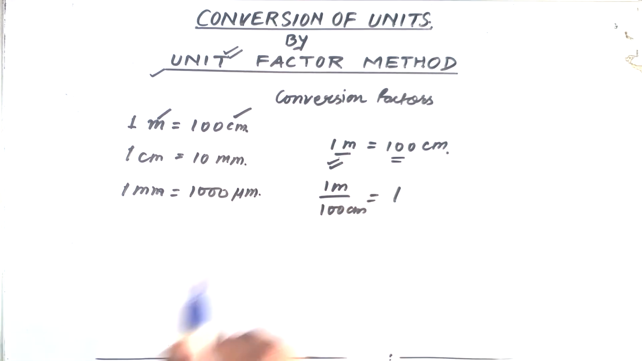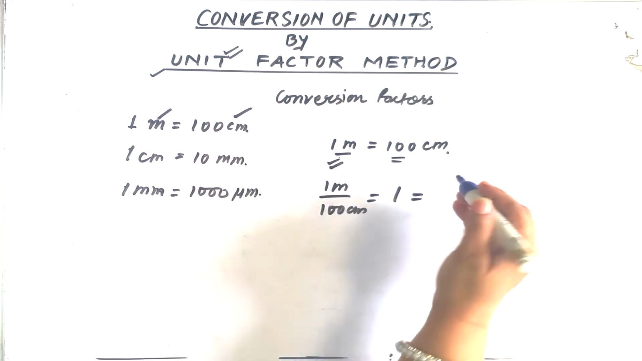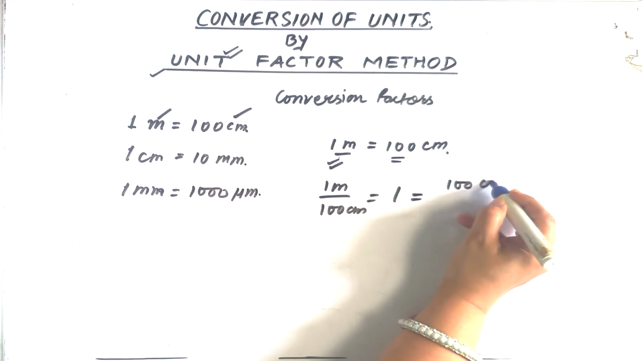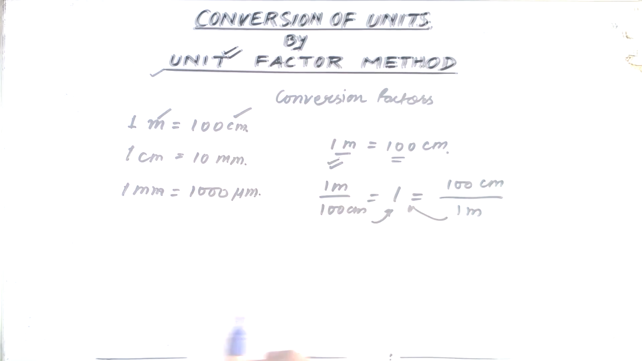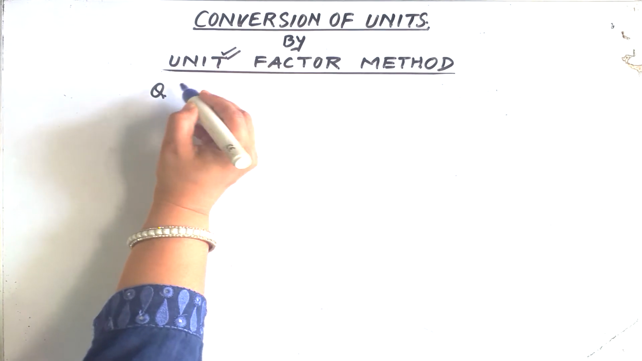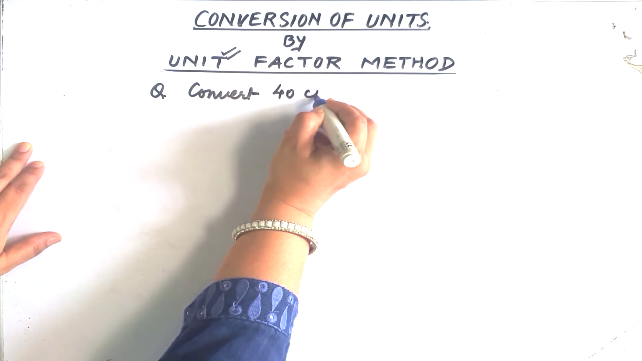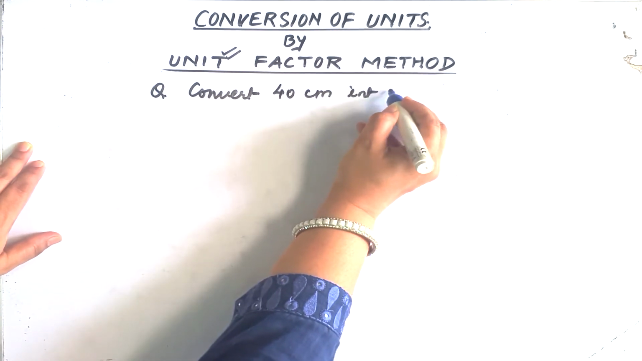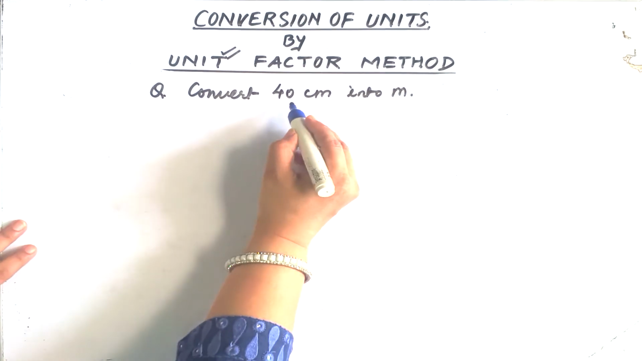How much does it value? It values 1. And if I take the ratio in the reverse way, that is 100 centimeter divided by 1 meter, that also values 1. So let us understand this unit factor method using one example. I am taking one question: convert 40 centimeter into meter.